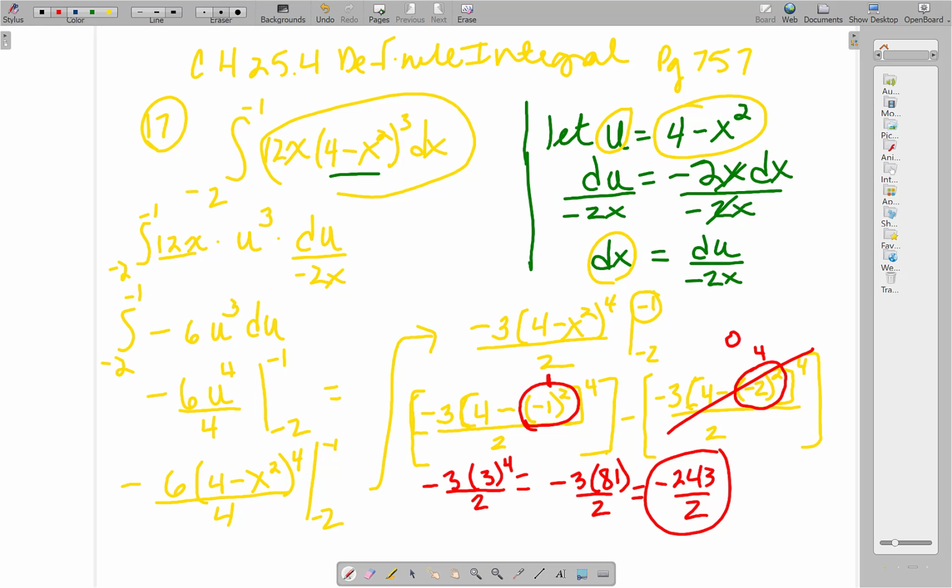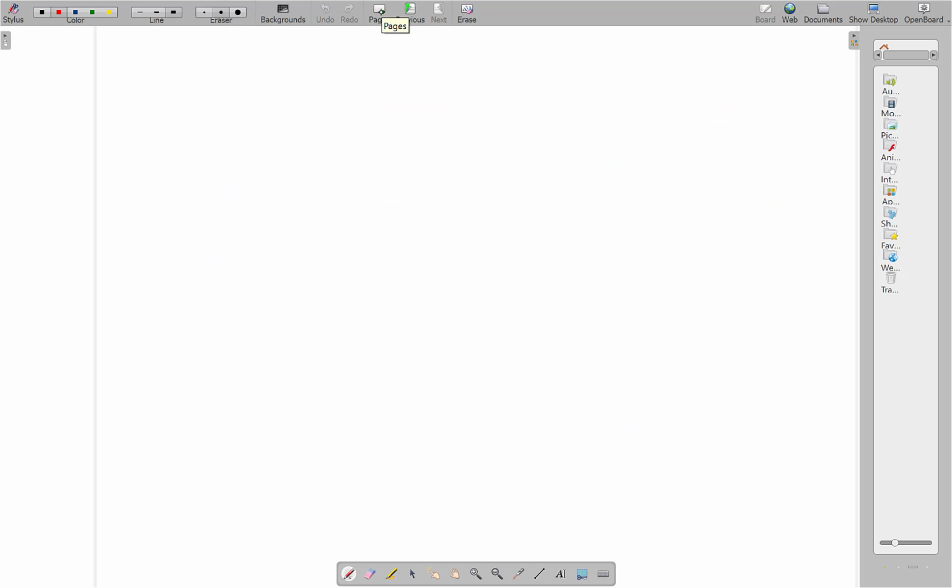Okay, so now let's go to an easier one. You can review that number 17 a couple of times. I left off, I believe, with number 11, so I'm going to try very quickly number 13. 13 says evaluate from 1 to 8 the function cube root of x minus 2 dx.